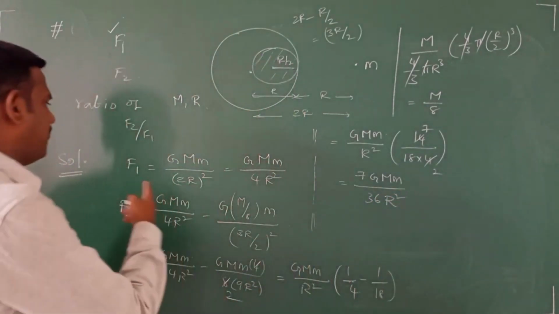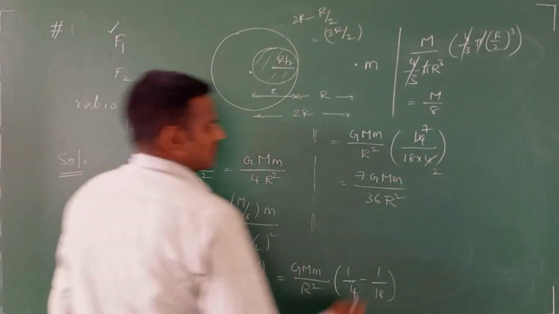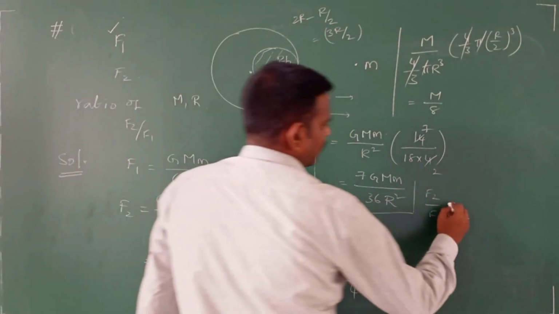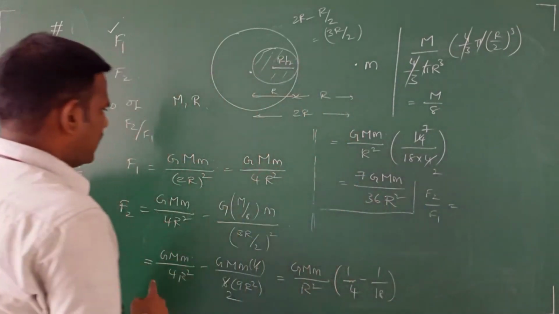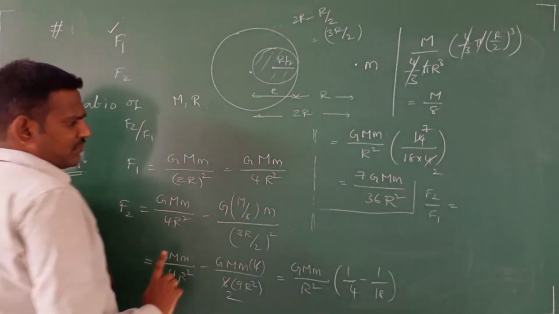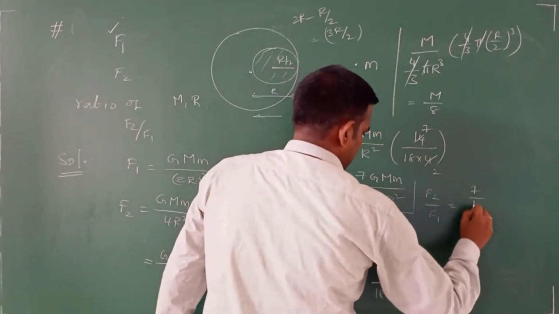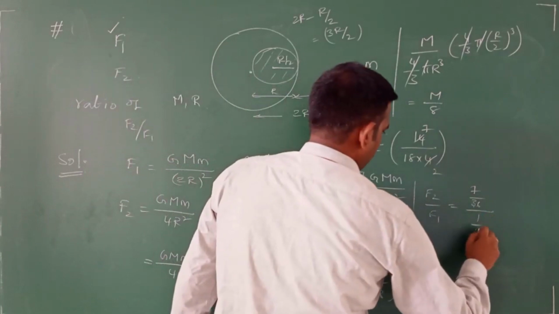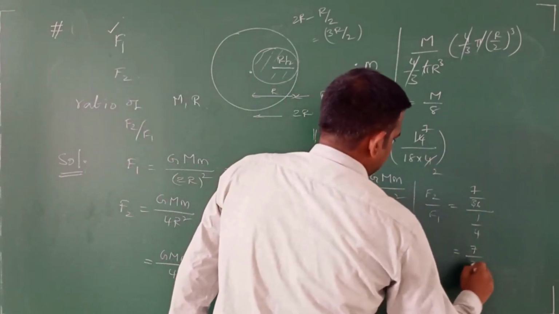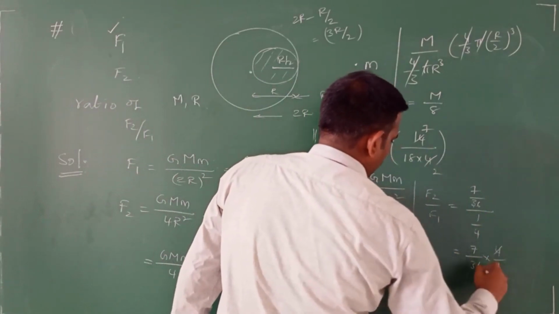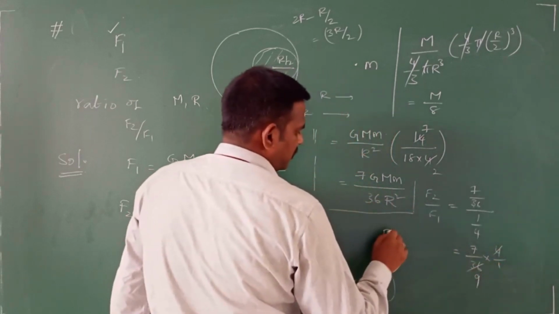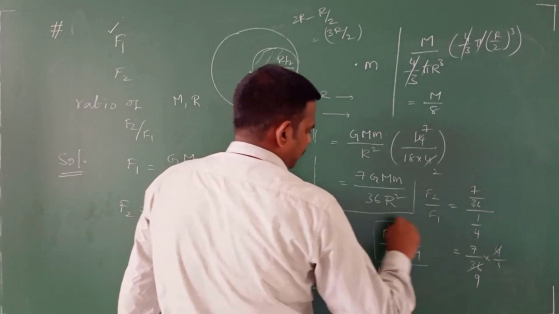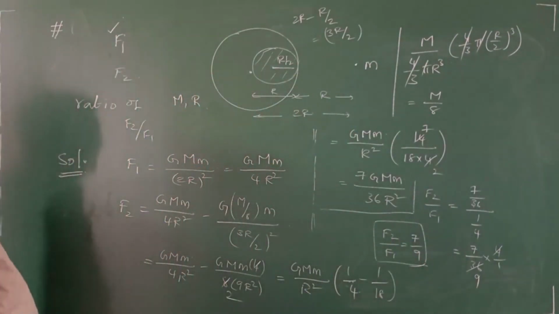This is the F2, and here we have F1. We have to divide the both. So F2 by F1, this is what I want to find out now. So F2 by F1 will be nothing but, from both of them, GMm by r square, GMm by r square will be cancelled out. We will get in the numerator 7 by 36 and in the denominator 1 by 4. So that what will we get? 7 by 36 into 4 by 1, 4 ones are 4, 9s are. So the ratio of F2 to F1 will be nothing but 7 by 9.